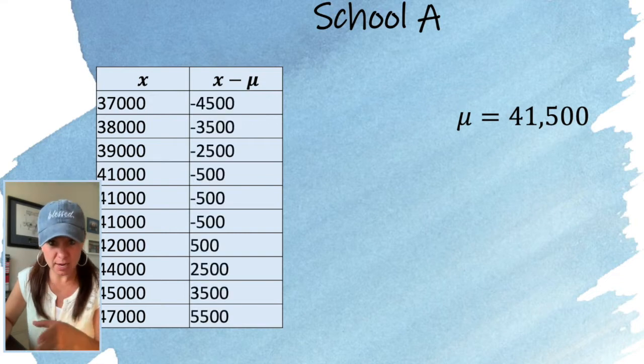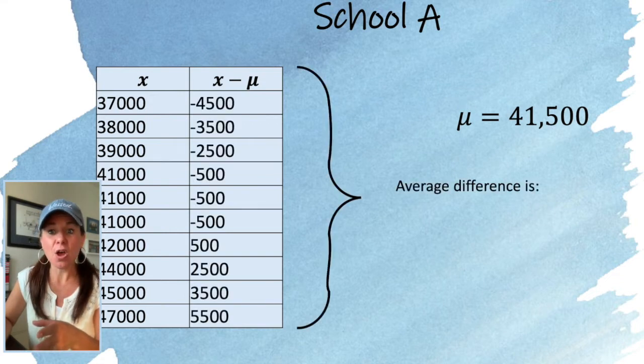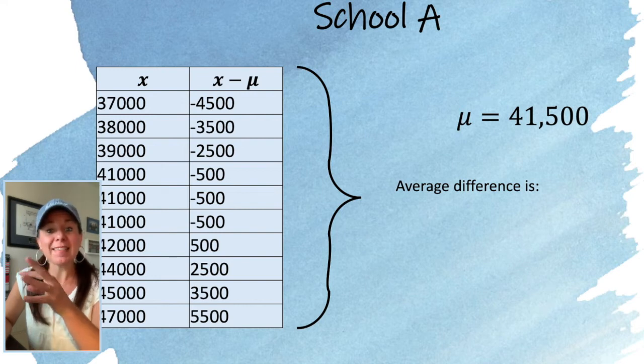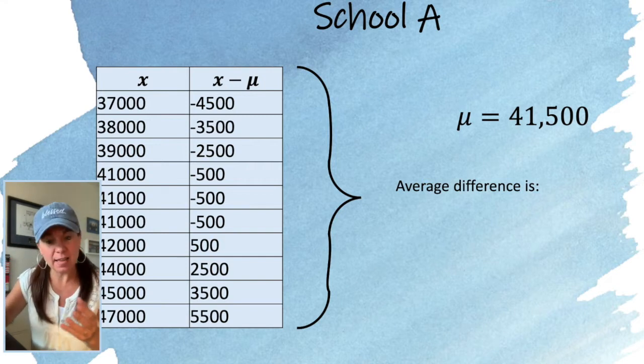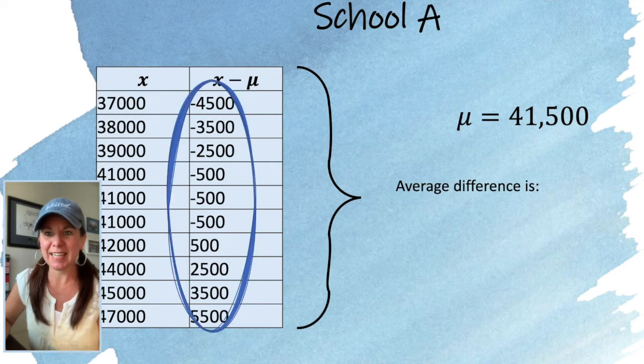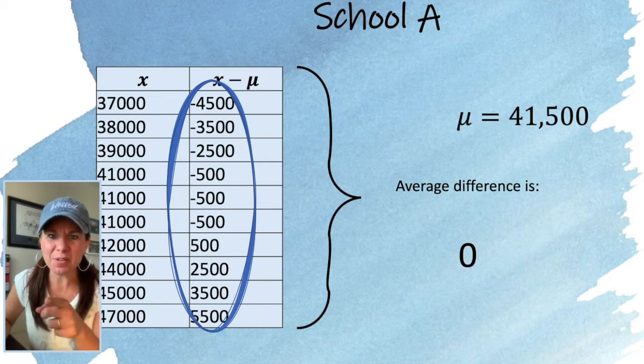Anywho, so we're gonna take each of the salaries and subtract the mean, okay? So subtract the mean from each salary. Now we know the difference of each. We could find the average distance of each of the salaries from the middle. So we add them all up, divide by 10, that's how many salaries we have, and we get the average difference is 0. Well, that doesn't make any sense because none of those numbers are anywhere near 0.